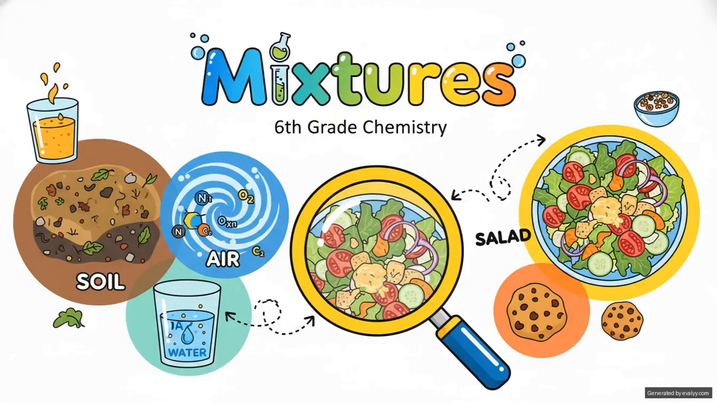Mixtures are all around us, from the air we breathe to the food we eat. In this chapter, we will explore what mixtures are, their different types, and how we can separate their components using simple physical methods. Understanding mixtures is a fundamental concept in chemistry for 6th grade students.